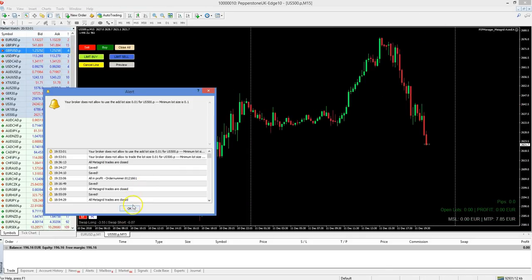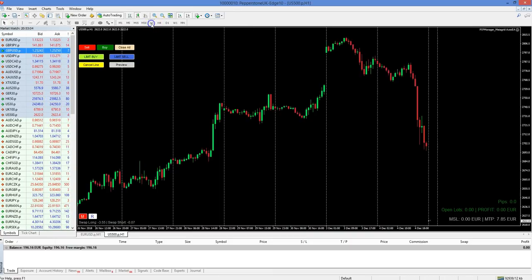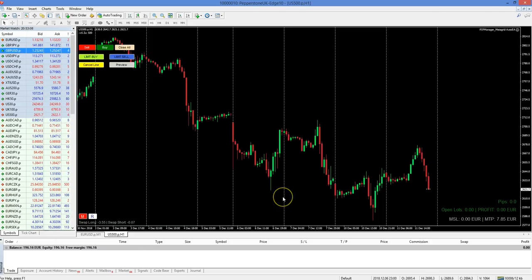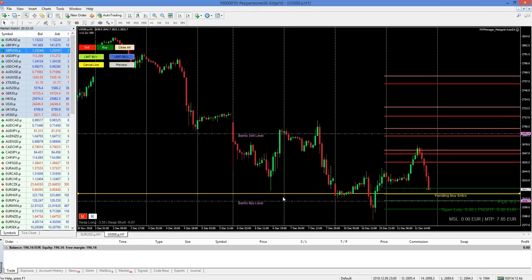We are on US 500 per random, we go to H1 and we wait until the order blocks are loaded. I got a warning that I have the wrong lot size for this pair. And you can see here the pending buy order is placed on the next order zone. You can see this zone is already touched at the moment.